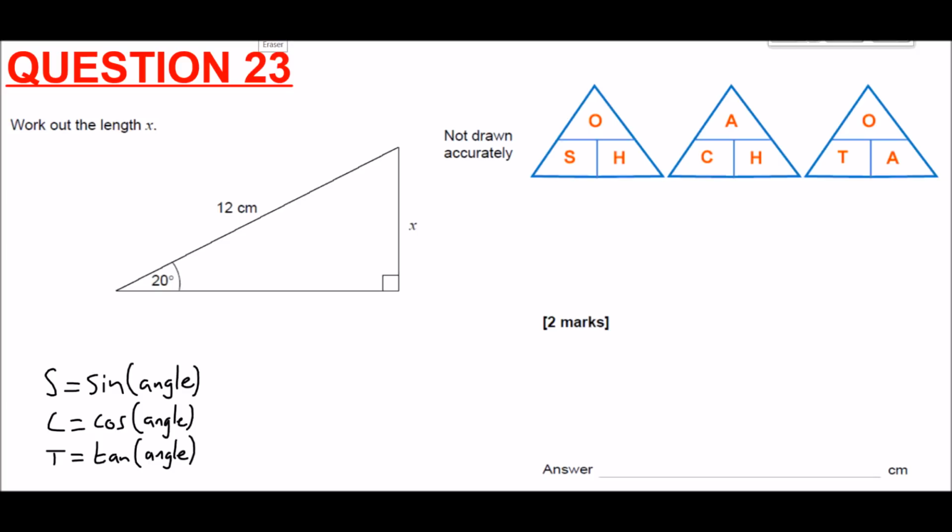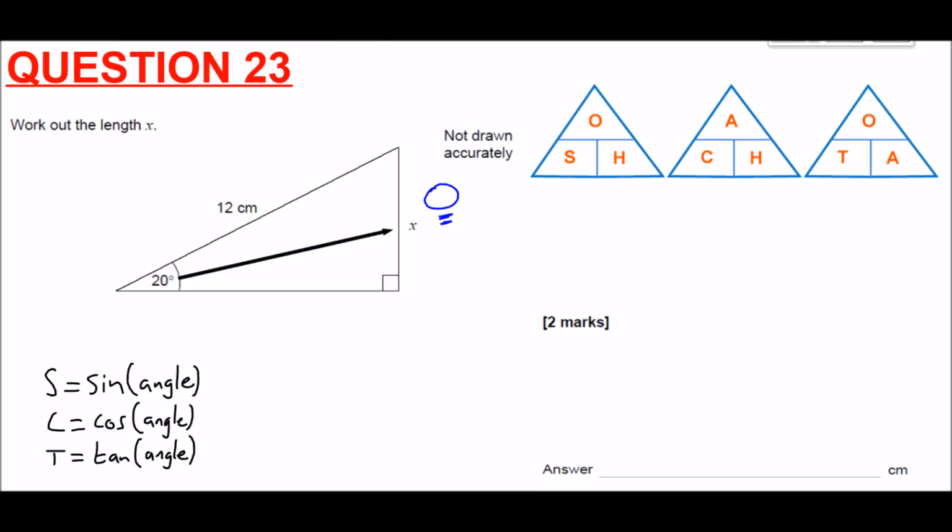What we need to do now is label the sides. And so O stands for opposite side. To find the opposite side, we have a look at the side which is opposite to the angle in question. Opposite side always means opposite the angle. And so the opposite side is the x.